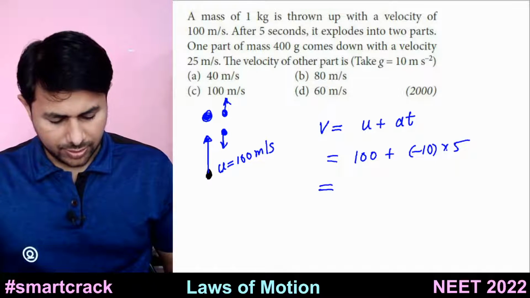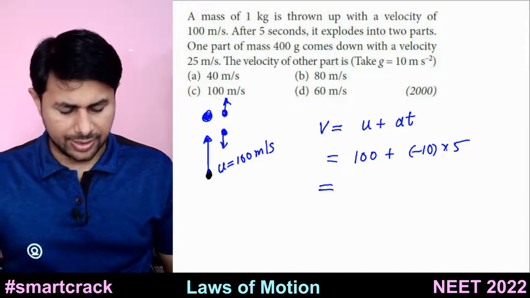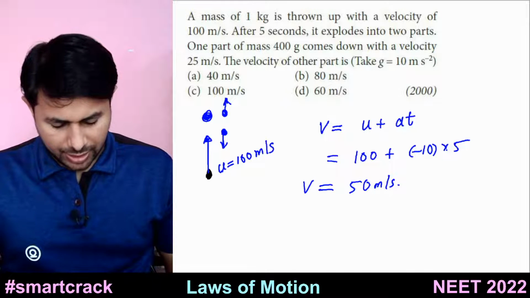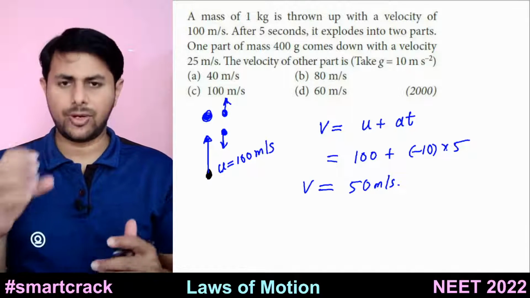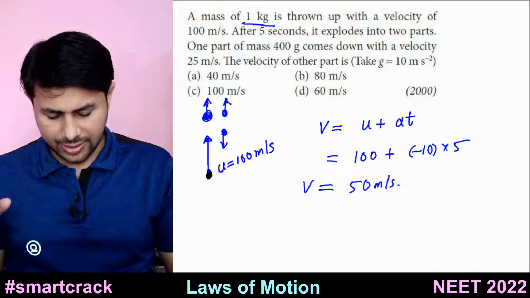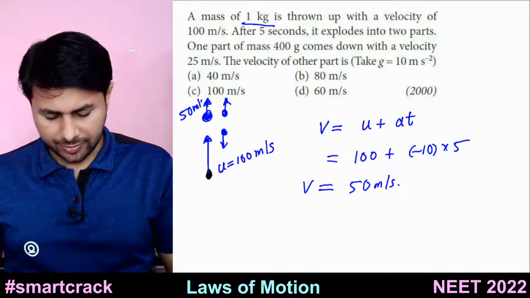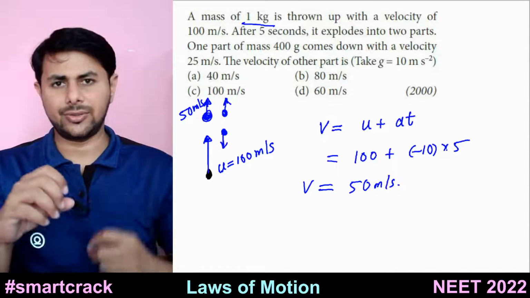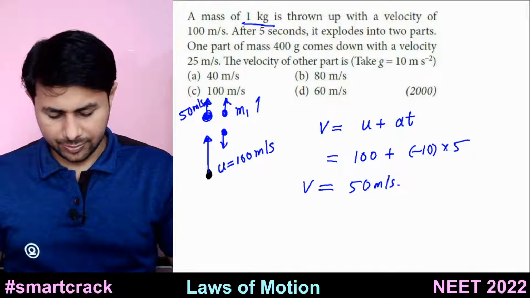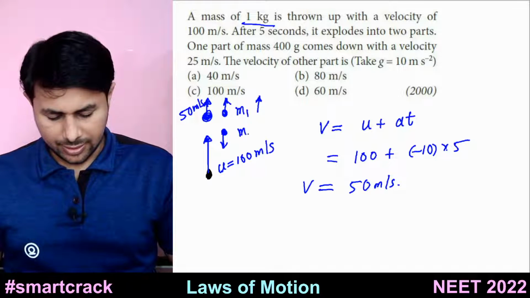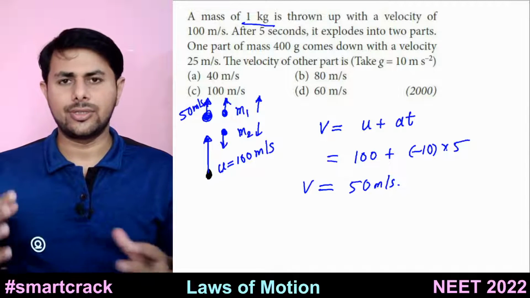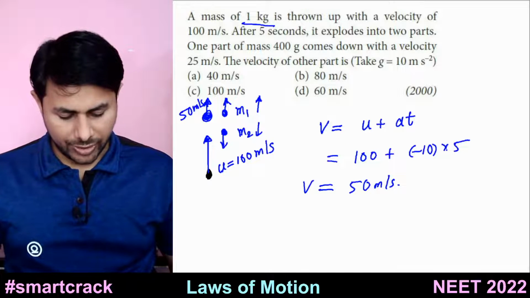Okay, so that's minus 50, 100 minus 50 is 50 meters per second. So now our problem is reduced to a ball of mass 1 kg which is moving in this direction with 50 meters per second, and there it breaks into two parts. One part goes up, another part goes down. Okay, so according to the law of conservation of momentum, we can say what?